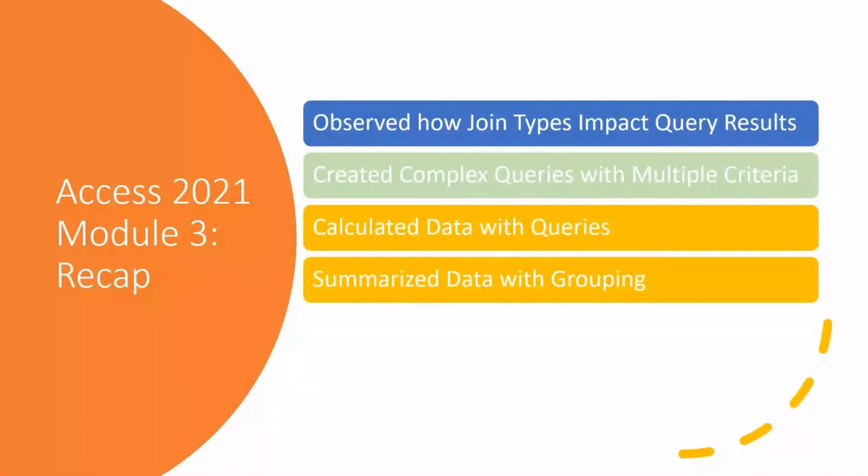In Module 3, we observed how join types impact query results. You learned about the different types of joins. We also created more complex queries with multiple criteria. And in that lesson, you learned how to use the like keyword and across a range of letters. We also calculated data with queries. We created our own calculated fields within queries. And then we summarized our data with grouping and totals.